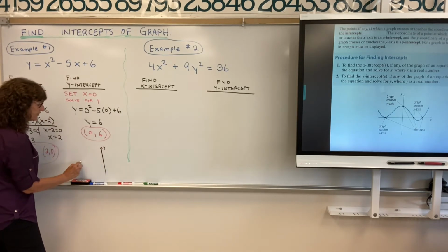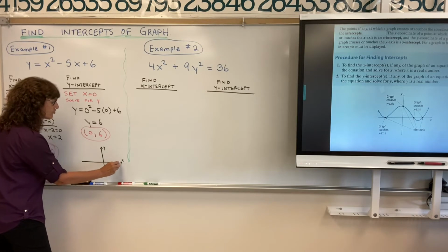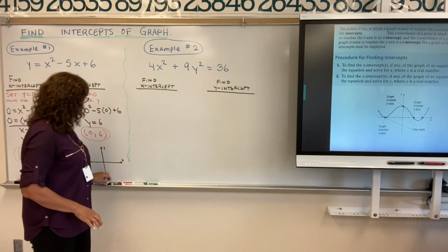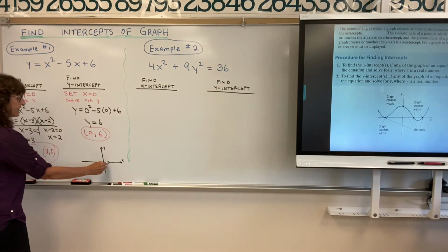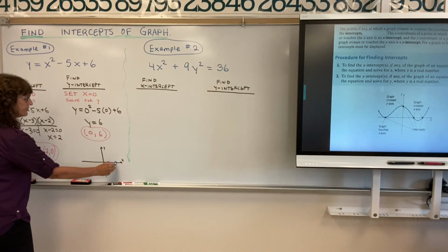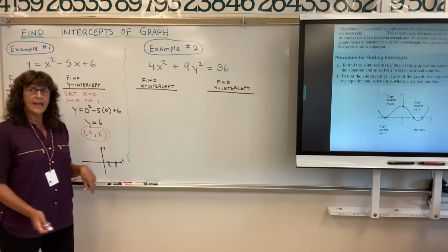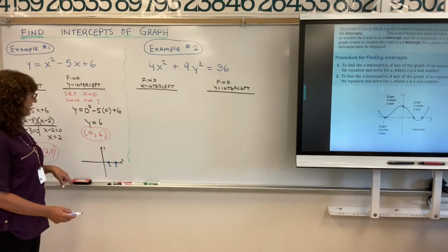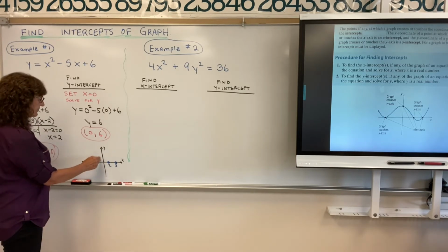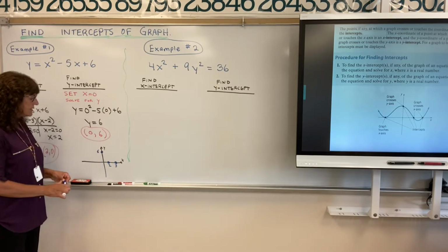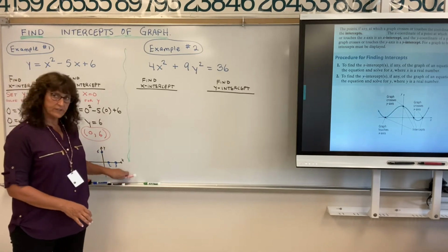Here's your y-axis, here's your x-axis. This curve crosses the x-axis at positive 2 and positive 3. Positive 2 and positive 3 might be about here. It's not drawn to scale. And it crosses the y-axis at a positive 6, which is up over here. So what does this graph look like?